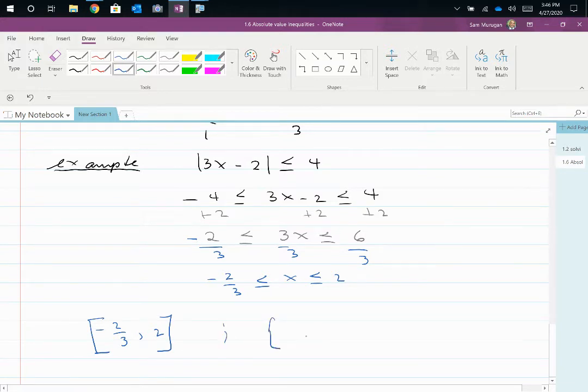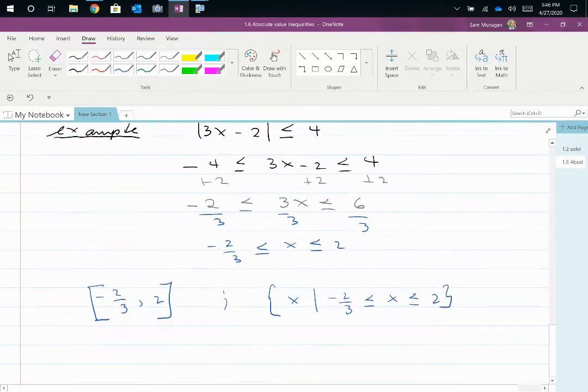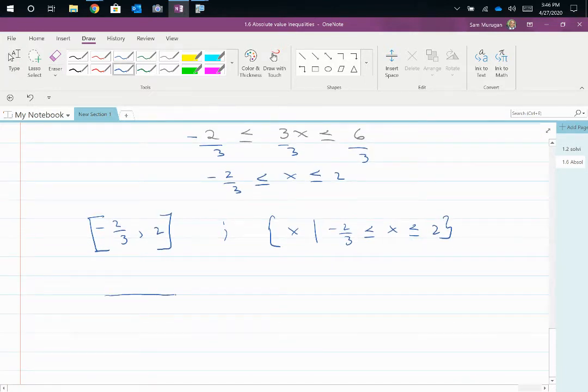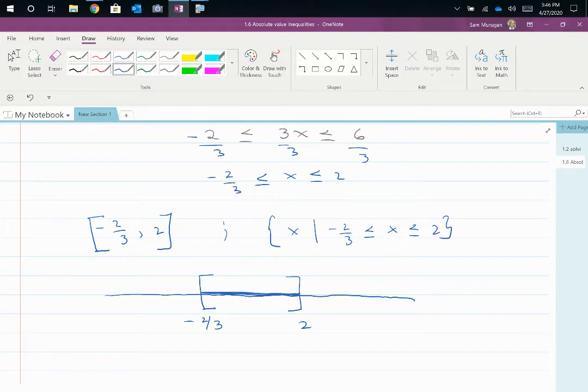Set builder. Or graphically. And this time we use brackets to signify that it's all of the numbers between -2/3 and 2, including -2/3 and +2.